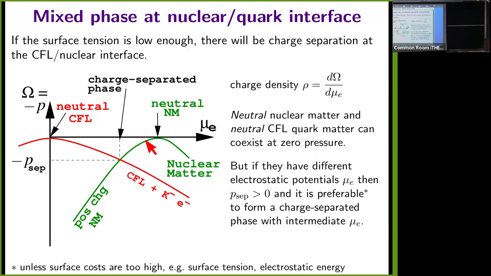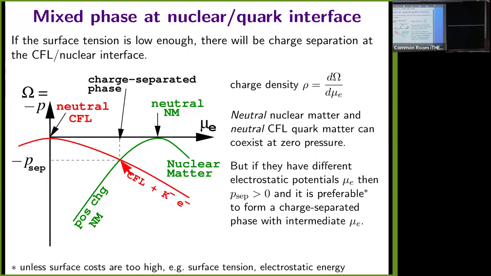Okay, so if the chemical potential isn't at the value that makes nuclear matter neutral, and it isn't at the value that makes quark matter neutral, but it's somewhere in between, then A, neither of them are neutral, but they have opposite charge densities, and B, it's more favored because they both have lower energy or higher pressure. So this is why you get a mixed phase.